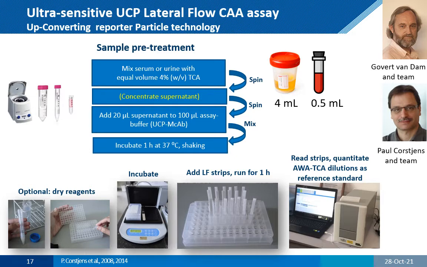And besides, its analytical sensitivity is depending on the starting volume of the clinical sample and the use of a pre-concentration step. So in other words, the higher the starting volume of the urine or the serum, the more sensitive the test becomes. And with the UCP-LF test, CAA levels can be quantified, quite precisely quantified actually, in either serum or urine, by using a reference standard with known concentration of antigen. And the CAA is detectable for all Schistosoma species.